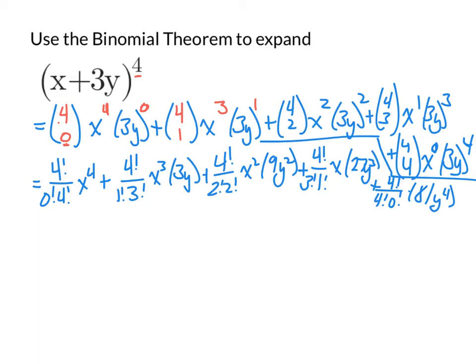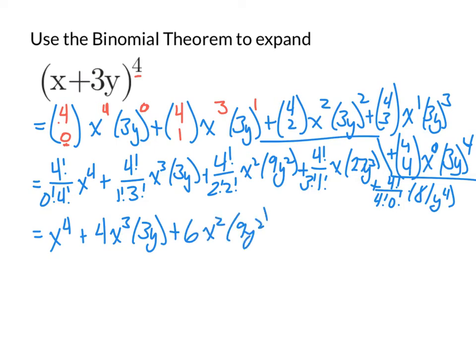Lastly, we just have to calculate. So 4 choose 0 is going to be 1. 1 times x to the 4th is x to the 4th. 4 choose 3 is 4, x to the 3rd times 3y. 4 choose 2 is 6, x squared, 9y squared.